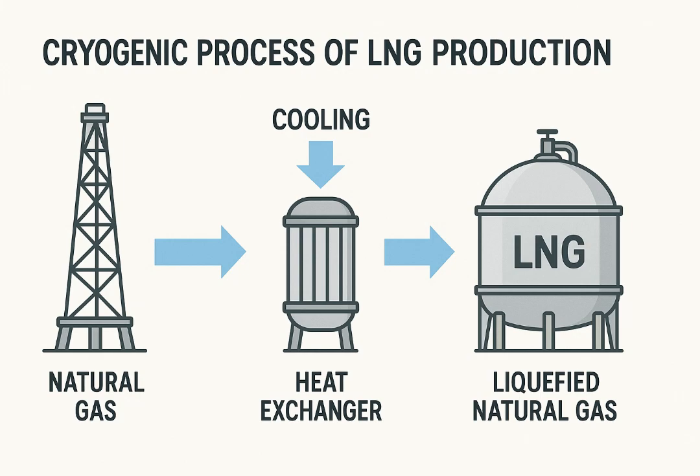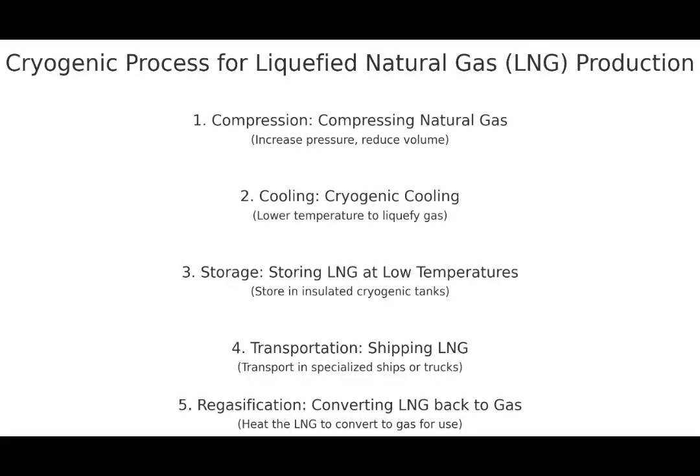7.1.1 The liquefaction process. Step 1. Compression. Natural gas, which is primarily composed of methane, CH4, is compressed to a high pressure, up to 1000 psi or 68 atm, in order to bring the gas molecules closer together. This step increases the density of the gas and reduces the volume of the gas.